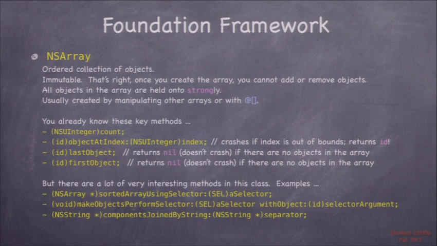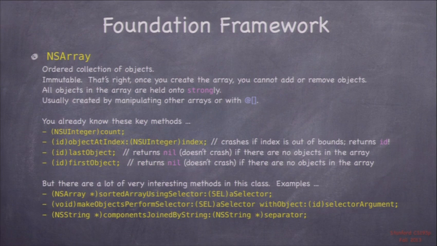There are a lot of other really cool methods in an array. You really should familiarize yourself with this class. It's a lot of stuff. We talked about making objects perform. There's sortedArrayUsingSelector. You give it a selector that basically gets sent to each object in the array and takes one of the other objects in the array as an argument. So you've got to make sure they have the right type of argument there. It'll use that to create a sorted version of the array and give you back a new array that's sorted.